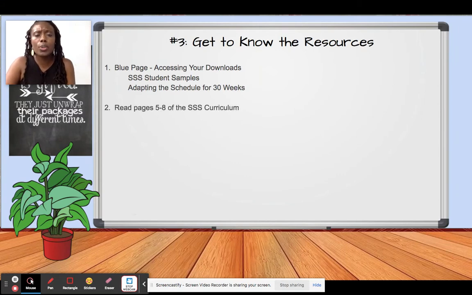All right, now also in the SSS curriculum, if you read pages 5 through 8, those are the most important pages to read before day one. It just kind of acclimates you to your materials. There'll be a section that says introduction, assembling your binder. This will help you and your student know how they need to assemble their binder and come prepared on day one. It will talk about supplies. That's not as important because you have everything you need. And then it will just discuss Fix It Grammar.